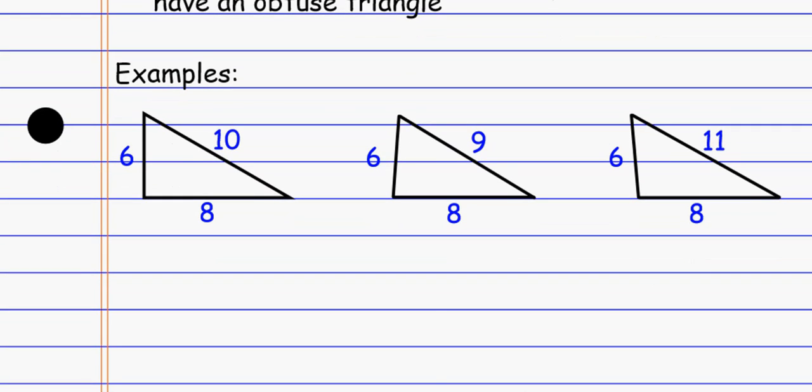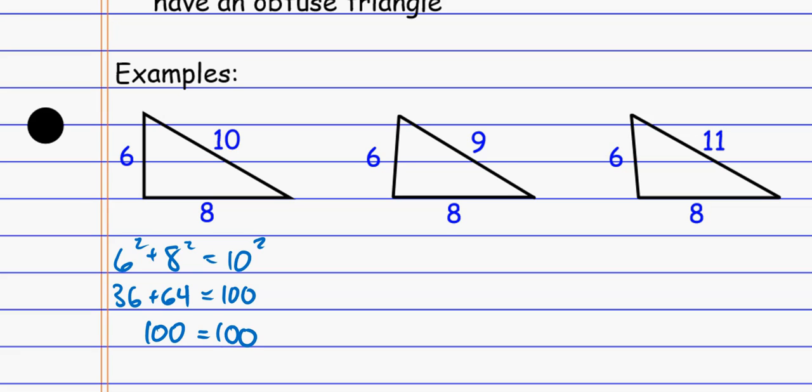If I look at this first one, it is a right triangle. If you were to plug it into the Pythagorean theorem, you're going to get values that work. Watch this: a squared plus b squared equals c squared. That's 36 plus 64, which equals 100. And so I get 100 equals 100. This is a right triangle, and so this right here is a right angle.